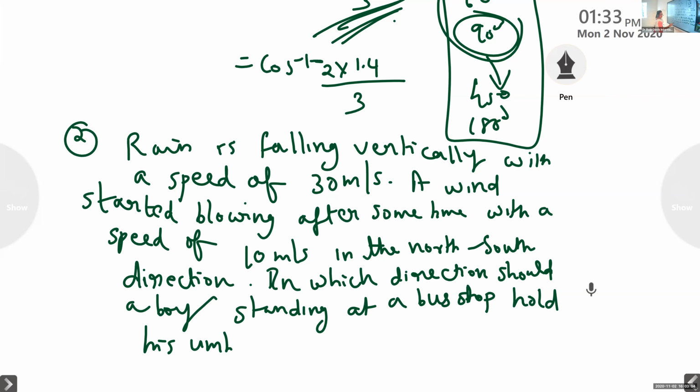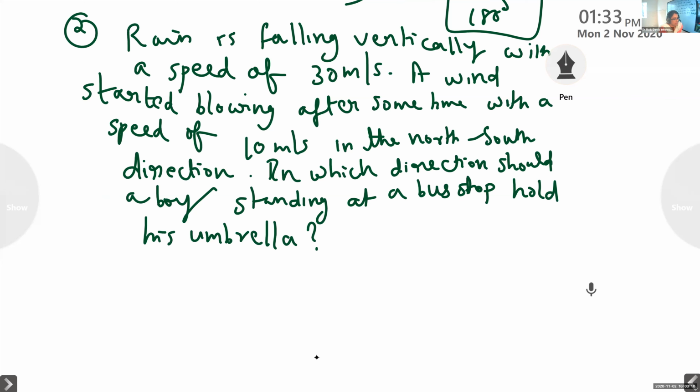So this is based on relative velocity in motion in a plane, or relative velocity in two-dimensional motion. Here we consider the direction of the rain and the direction of the wind as two directions, and a boy standing. The velocity of the rain, 30 meter per second, is given with respect to the boy standing at the bus stop. So that's the meaning.